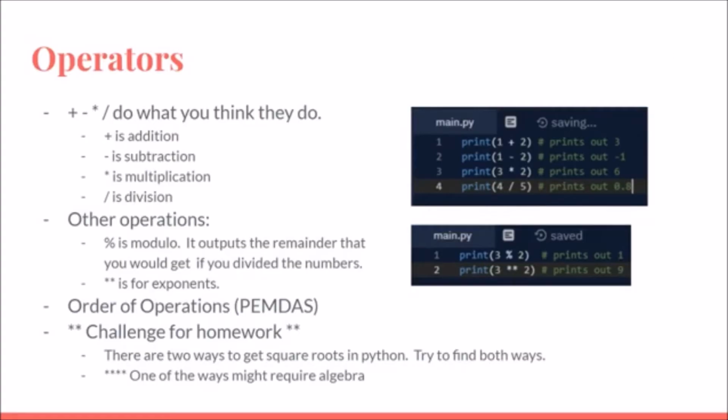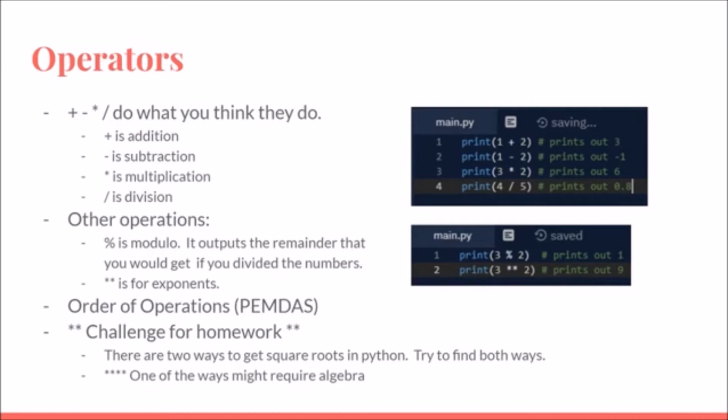Operators are pretty much just used in arithmetic expressions. The plus sign, the minus sign, the asterisk, and the forward slash do what you think they do. Plus is addition. The hyphen is subtraction, which is minus. The asterisk is multiplication, and the forward slash is division. But there are also other operations that you might not have known at first glance.